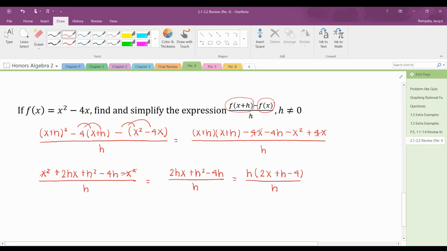And now because I have multiplication on the top and I've got an h on both the top and the bottom, those are going to simplify. So my final answer is 2x plus h minus 4.